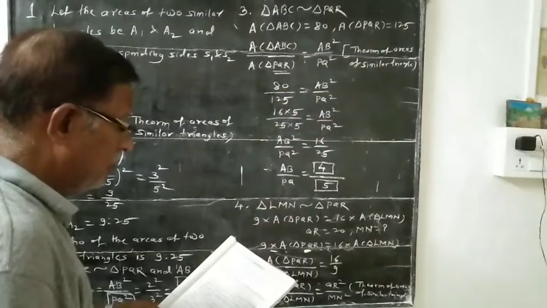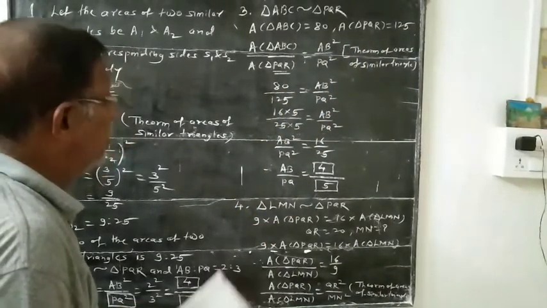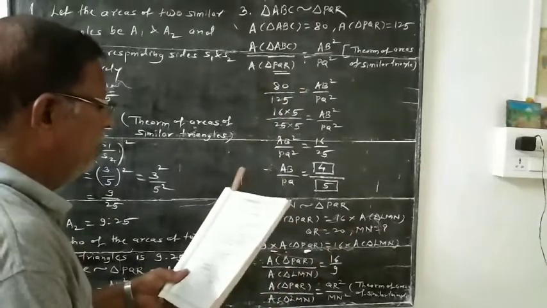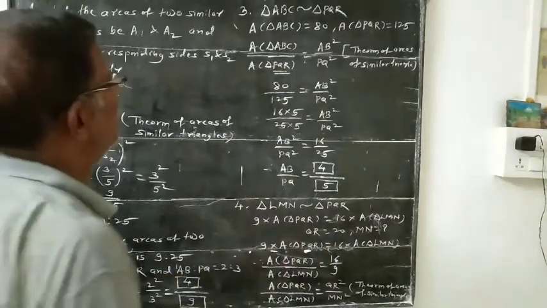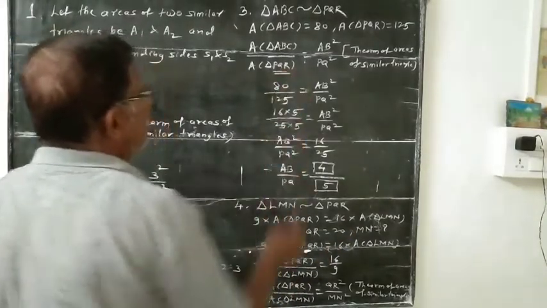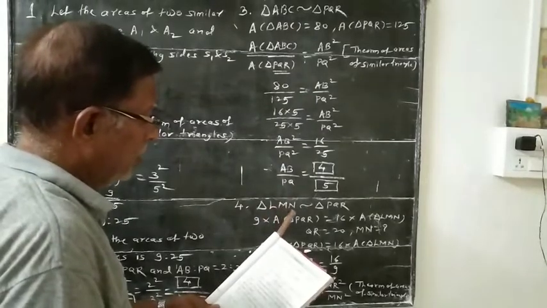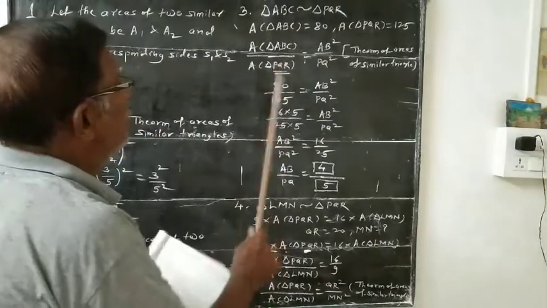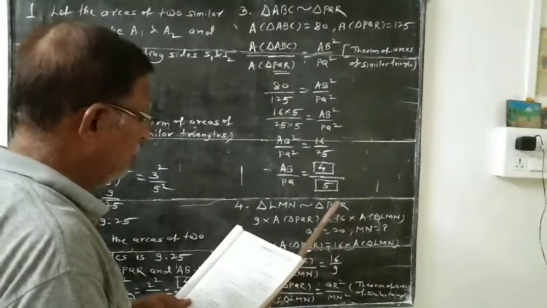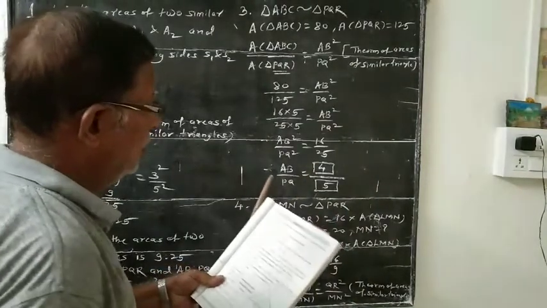Then the third: if triangle ABC is similar to triangle PQR, area of triangle ABC is 80, area of triangle PQR is 125. Then fill in the blanks. Area of triangle ABC upon area of triangle PQR is equal to AB square upon PQ square, right?